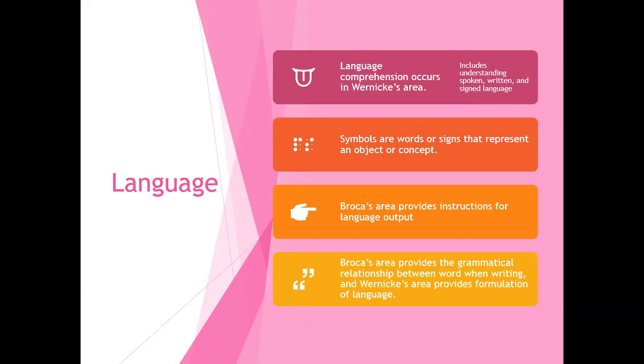So symbols are words or signs that represent an object or concept. And Wernicke's interprets symbols. Broca's area provides motor instructions for language output. And it provides the grammatical relationship between words when writing, and Wernicke's area provides formulation of language. So they work together. And we'll look at a little flow chart of how they work together, which is super interesting.